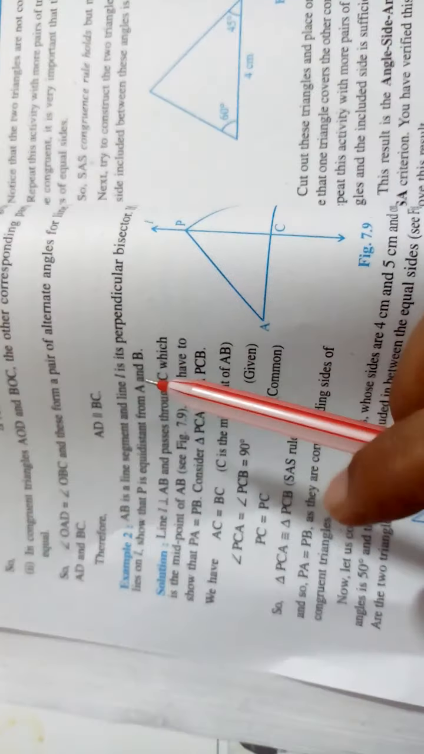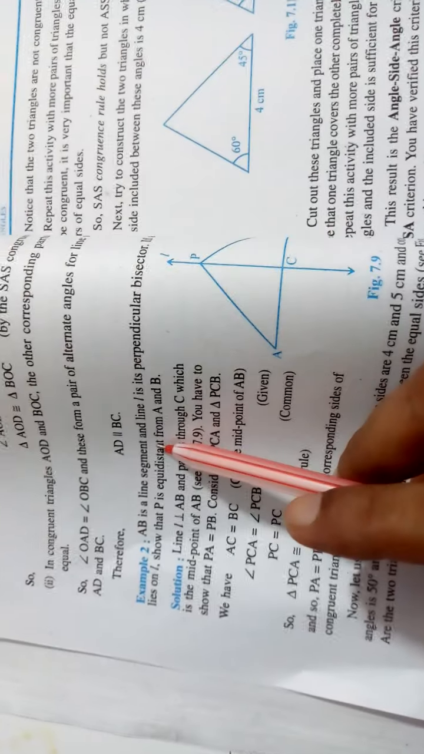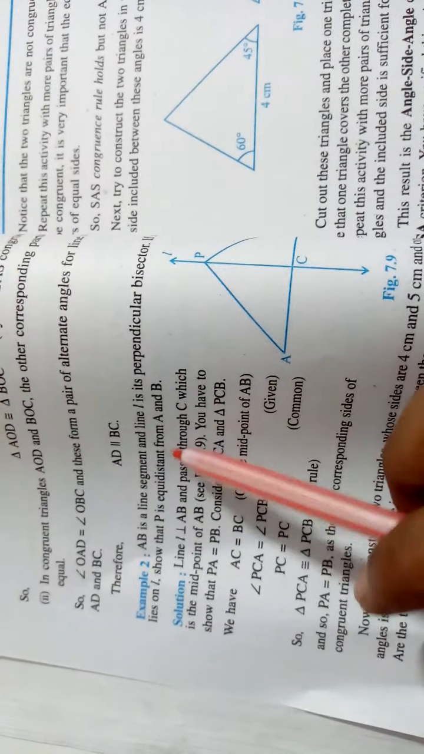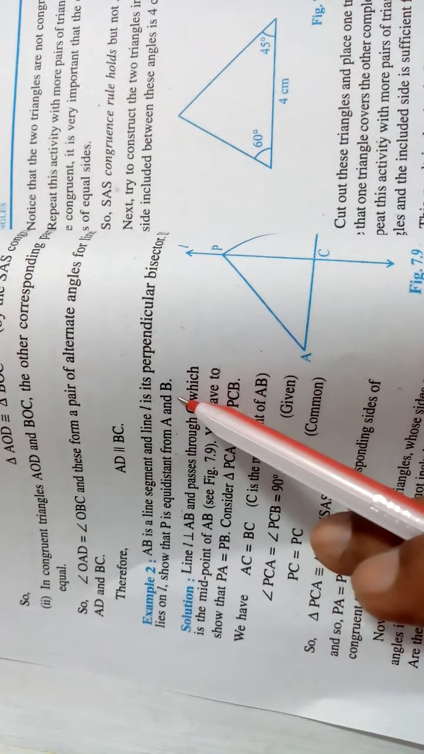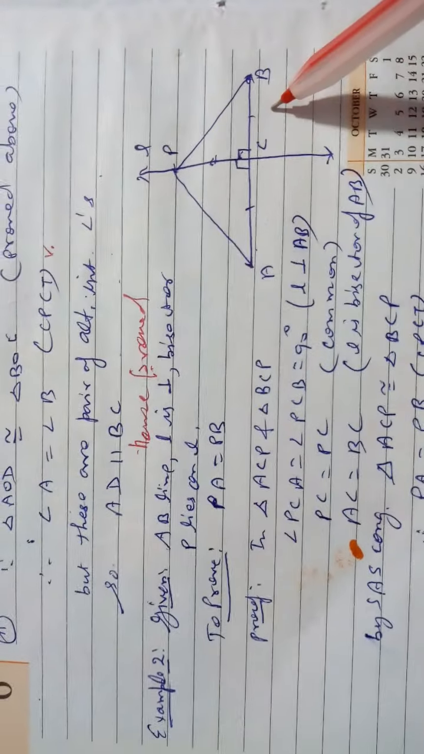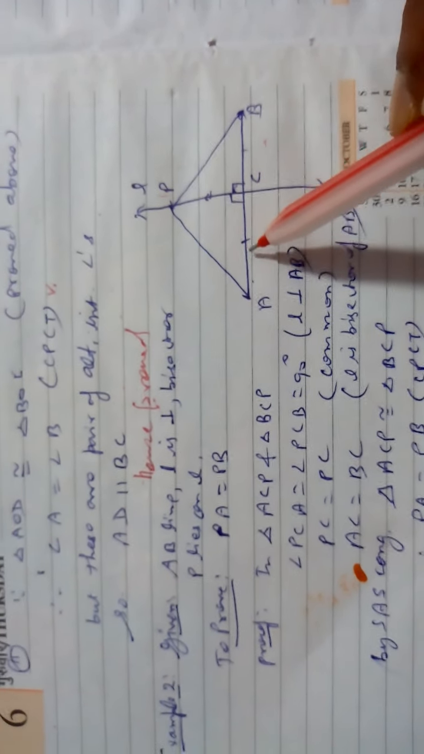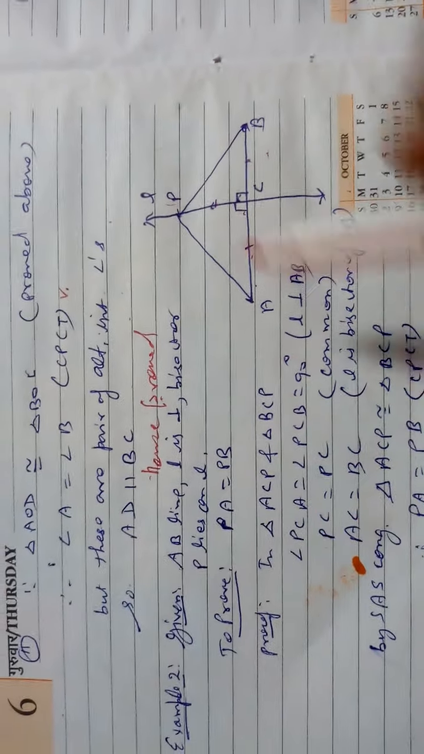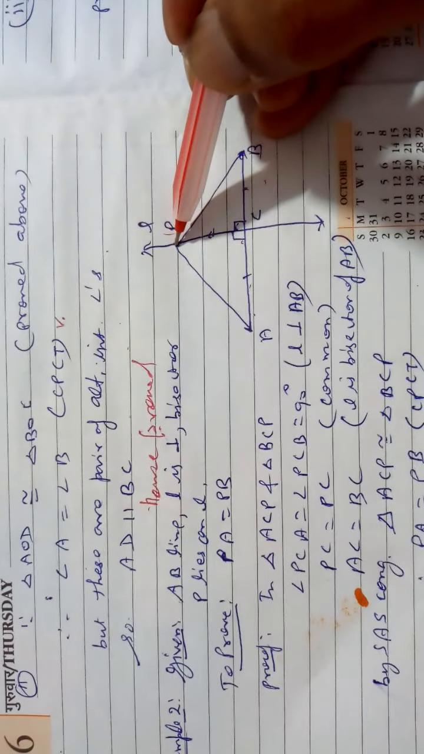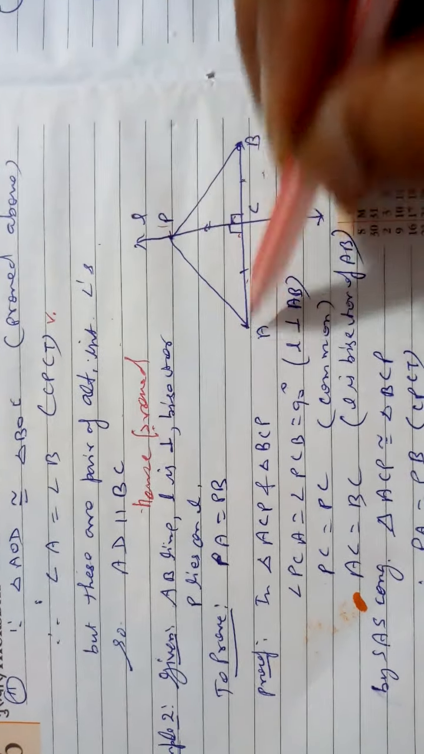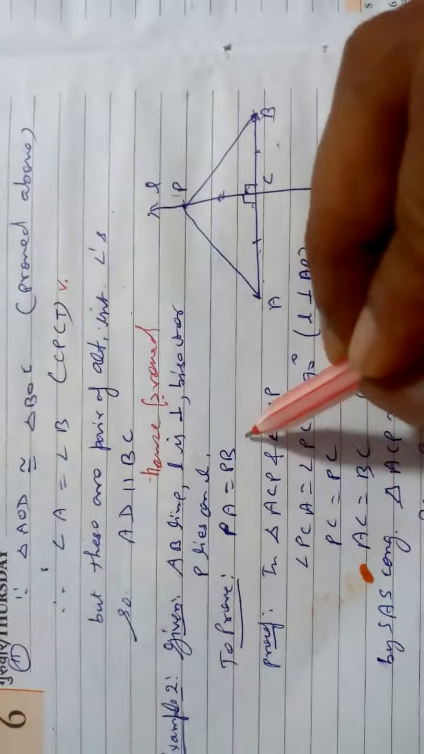The second example is given in the book. A line segment AB is given, and L is the line which is the perpendicular bisector of it. Prove that a point P lying on it is equidistant from A and B. So what is given? AB is a line segment, L is the perpendicular bisector of AB, meaning it bisects it and is at 90 degrees, and P is a point on it. You want to prove P is equidistant from A and B, meaning PA equals PB.